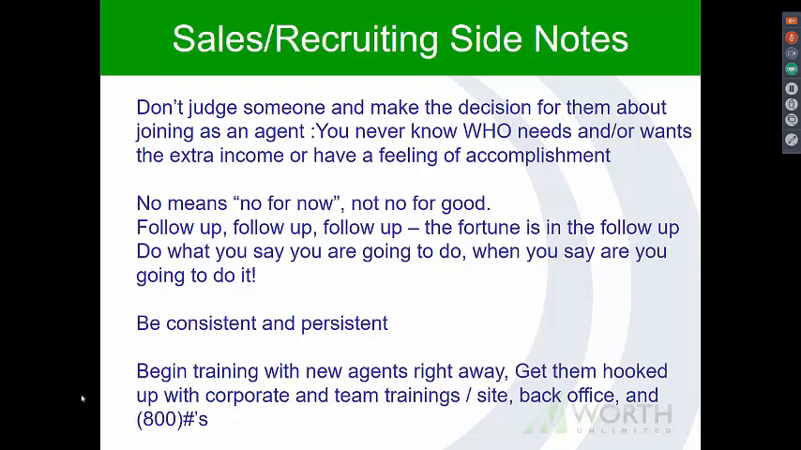Do this with your prospects as well, your new agents. Give them a path to run on. Give them some homework. Give them something to do. Show them the five steps of success in your agent portal. Show them what it's like to make a name list. Show them by your actions, by your interaction with them, how they should be interacting with other agents, how they should move their business forward.